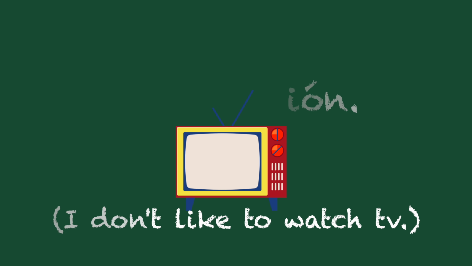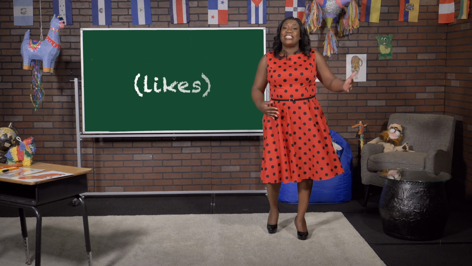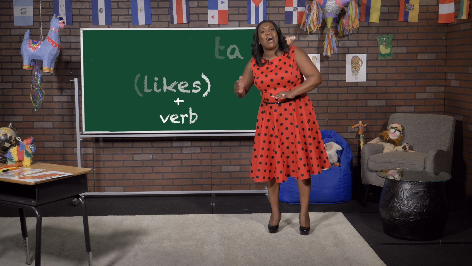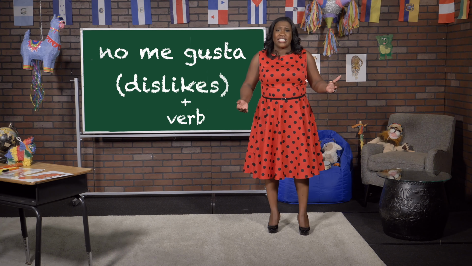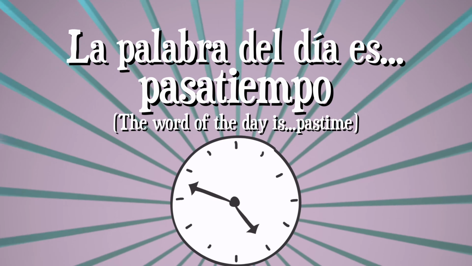No me gusta mirar la televisión. I don't like to watch TV. That's not the truth either, porque me gusta mirar la televisión. I like to watch TV. In order to express likes, use me gusta and then my verb. No me gusta, and then my verb to express dislikes. Now, I gave you the me gusta, and the no me gusta, but I haven't given you the verbs. Pasatiempo, pasatiempo.